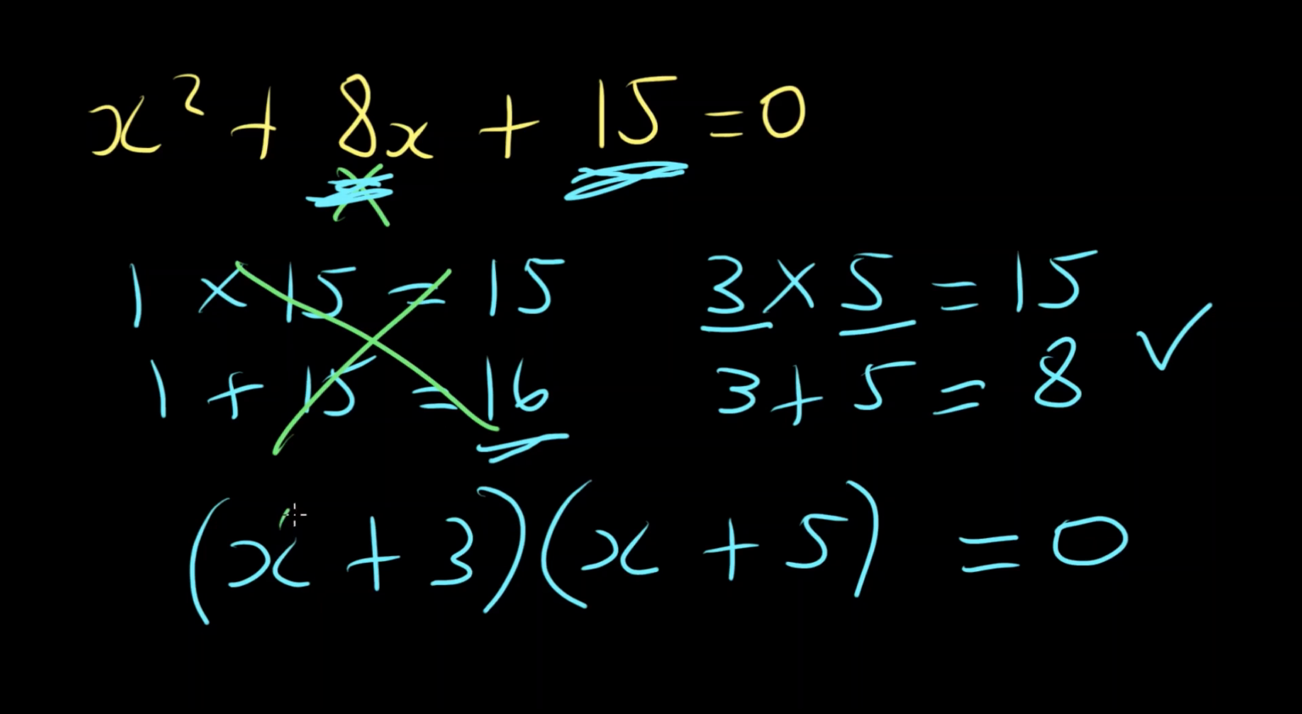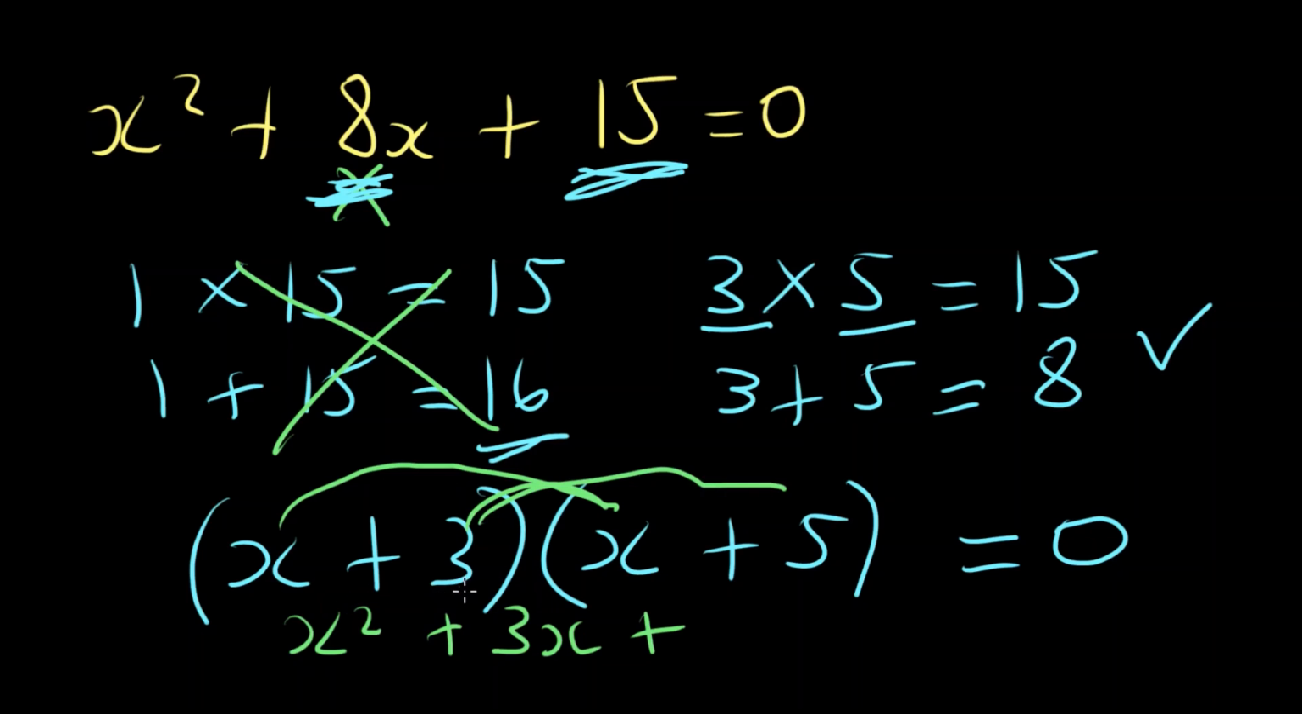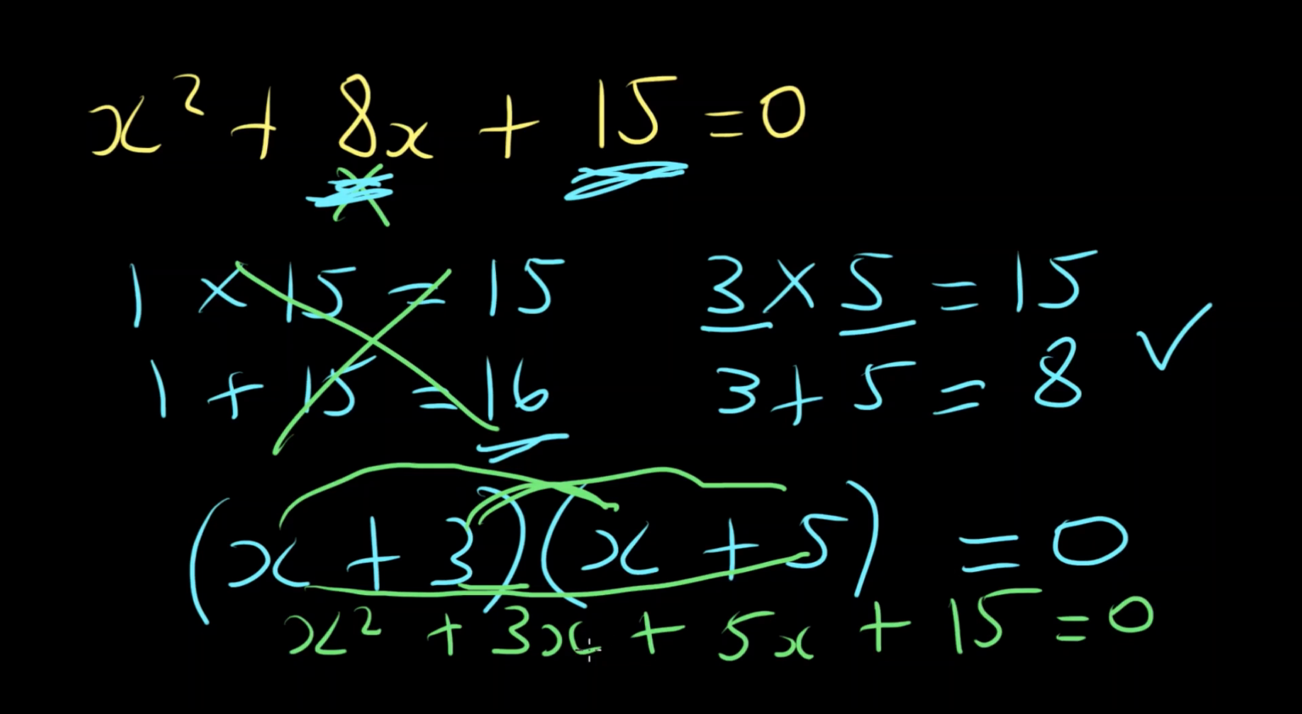So remember, you expand by multiplying each term by each other term. So x squared plus 3x plus 5x plus 3 times 5 is 15 equals 0. And of course we can see that if we add 3x plus 5x, we'll get 8x. So our final result would be x squared plus 8x plus 15, which is what we wanted.